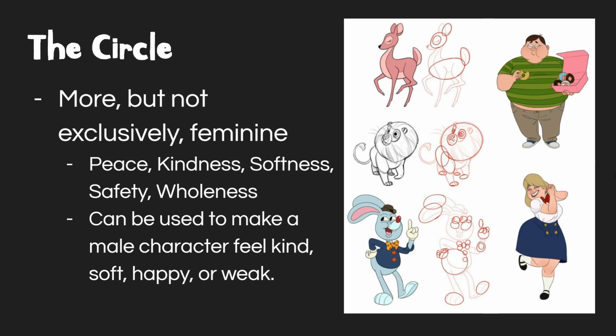First, we have the circle. The circle evokes thoughts of peace, kindness, softness, safety, and wholeness. These are things that we generally associate with femininity. It can also represent things like emptiness, loneliness, magic, and mystery. Circular shapes can be used to make a male character feel kind, soft, happy, or even weak.